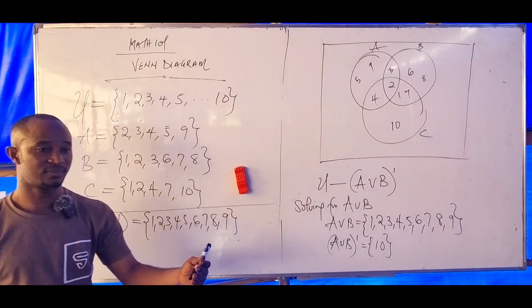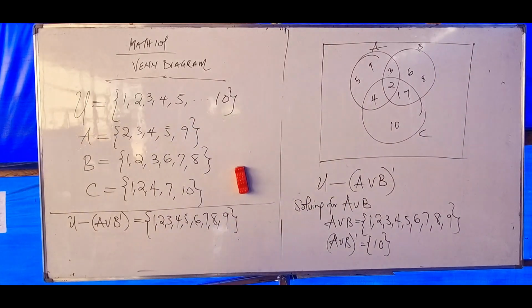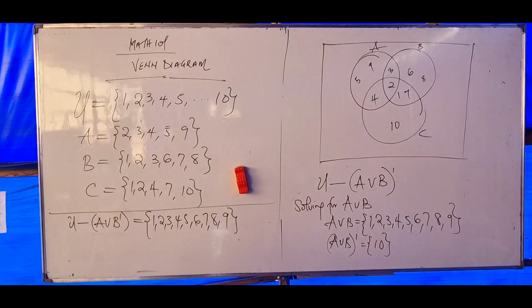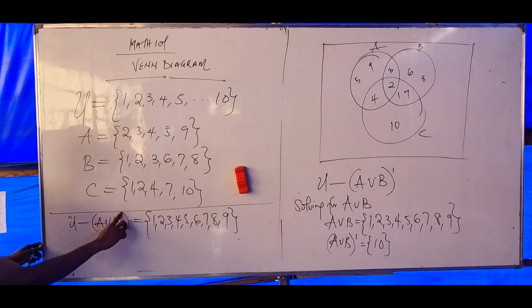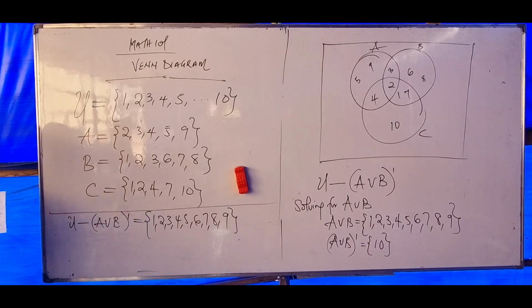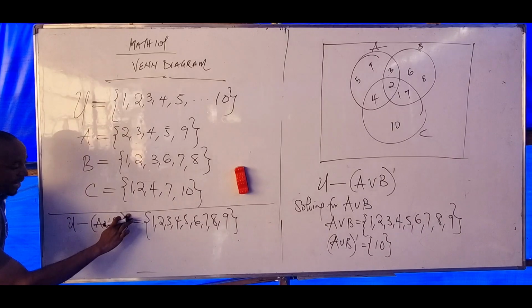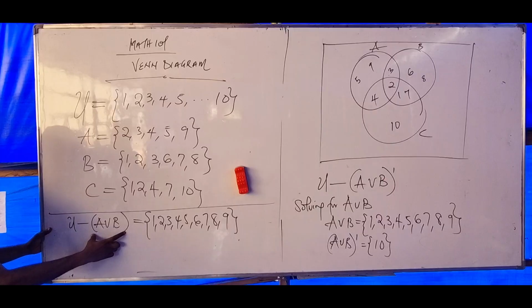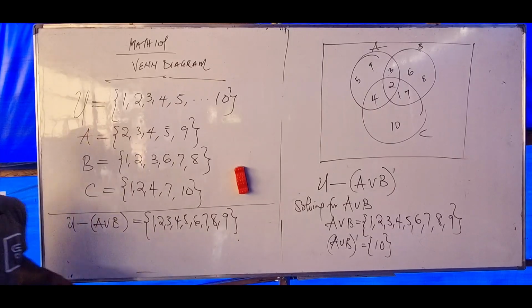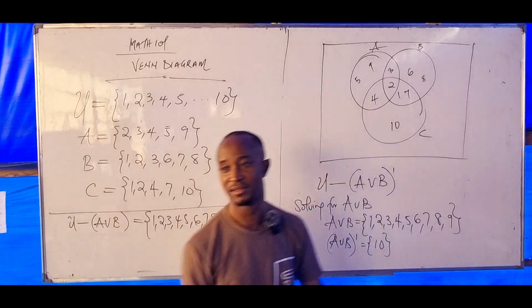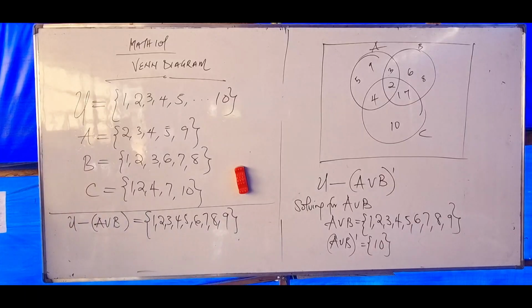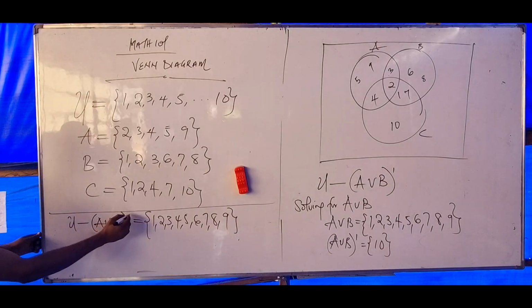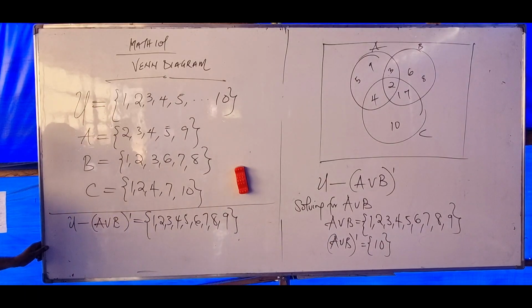What's the next one? If there's no prime here, that will not be element in the general set but not in A union B. That will not be 10. Do you understand? But there's a prime here. So the prime is here, not here, okay?